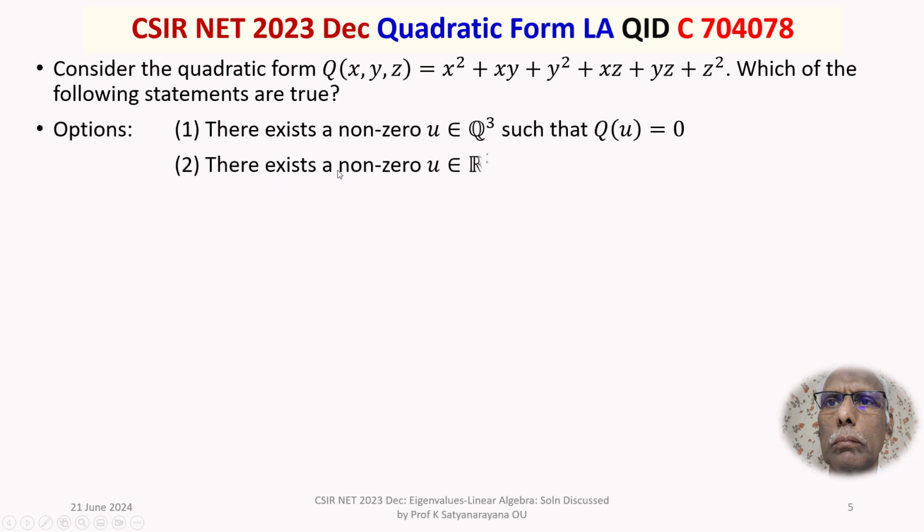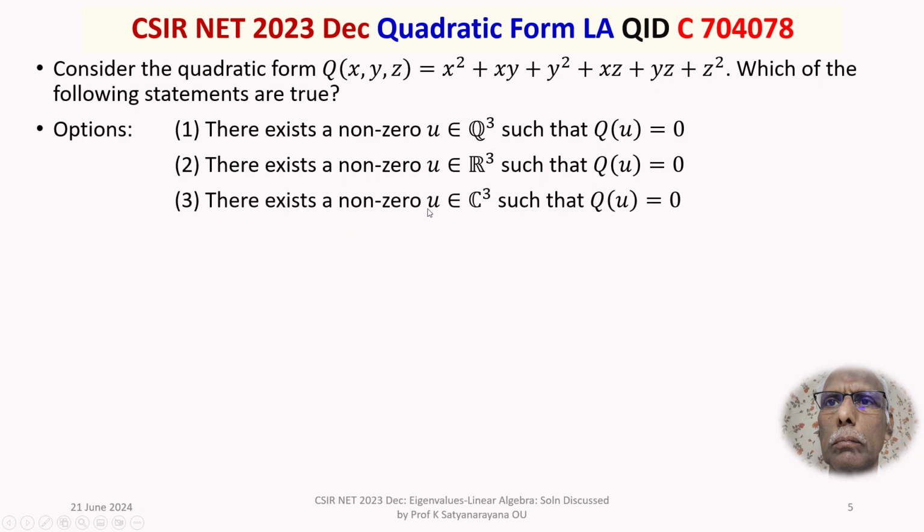Option 2, there exists a non-zero u belongs to R cube such that Q of u is equal to 0. Option 3, there exists a non-zero u belongs to C cube such that Q of u is equal to 0. These three options will tell you the existence of the non-zero triad from Q cube, R cube, C cube such that the value of Q at u is 0. Which one of them is true?